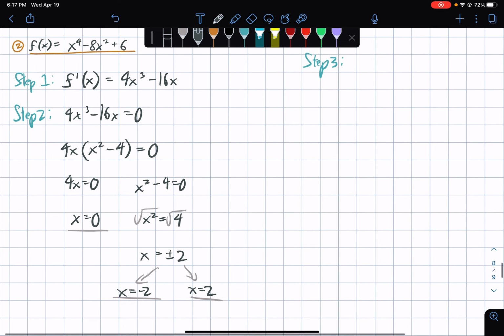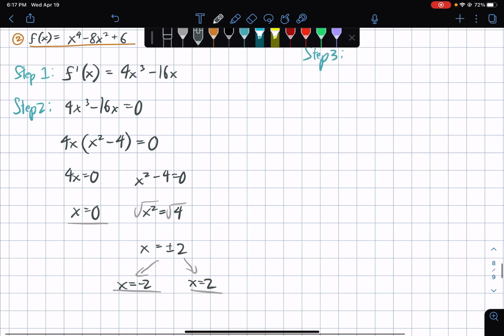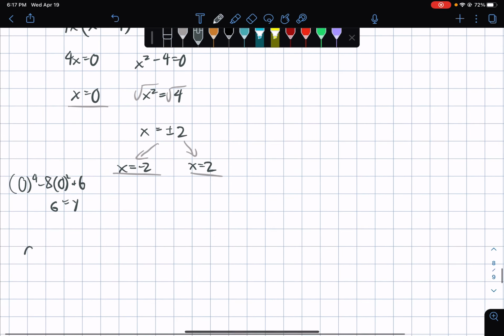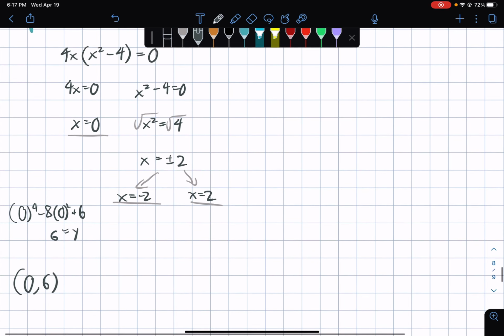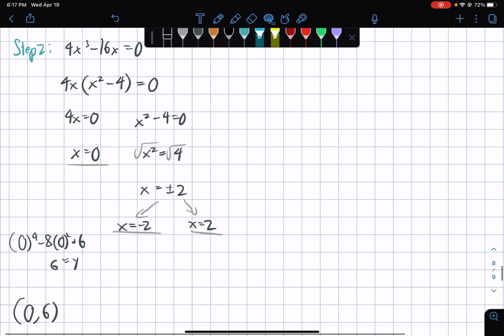So using the original expression, let's sub x in order to find what f of x is, that is y. So 0 raised to 4 minus 8 times 0 raised to 2 plus 6. That's basically 6. So 0, 6, that's one of the critical points.